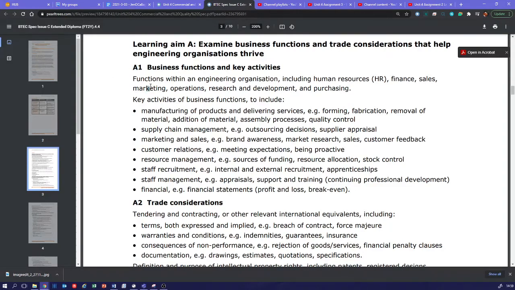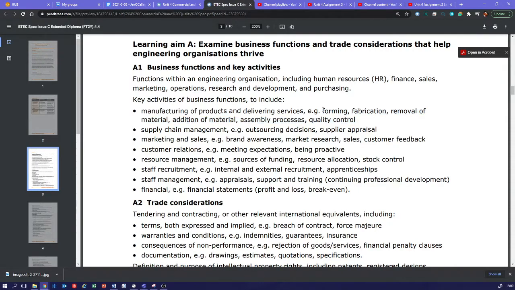So when it talks about functions, the spec is meaning departments of a business. Essentially what that business department does is its function. So here we have manufacturing products. That would be the manufacturing department. Okay, delivery department might be the same, might be different. And what do they do? Well, they do all of these things.